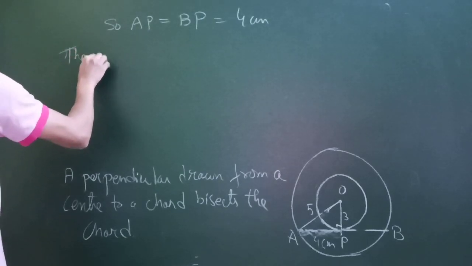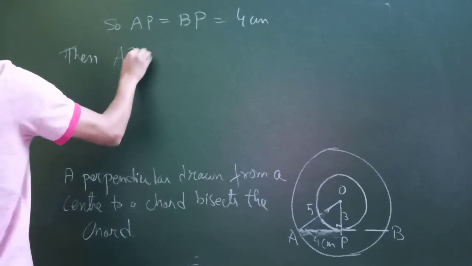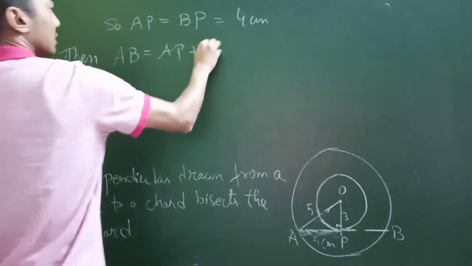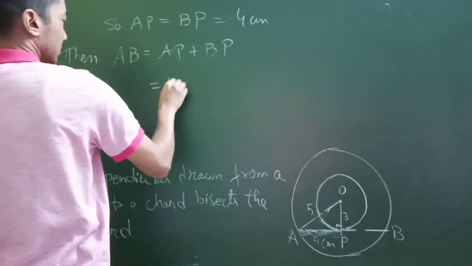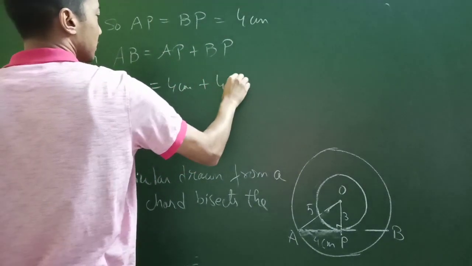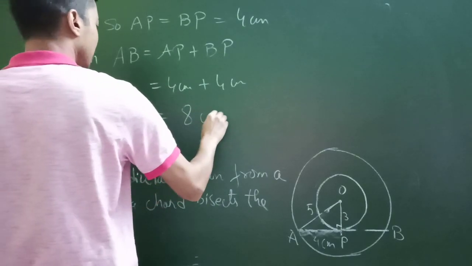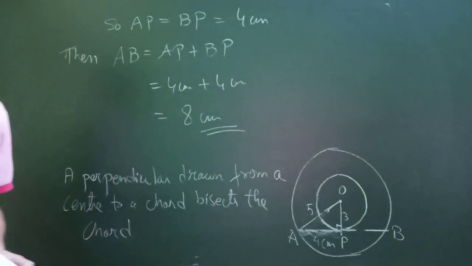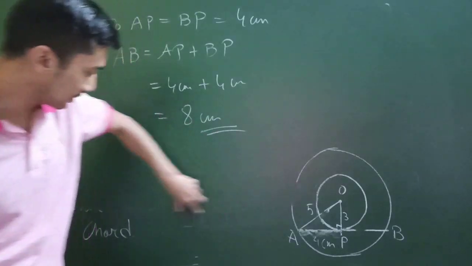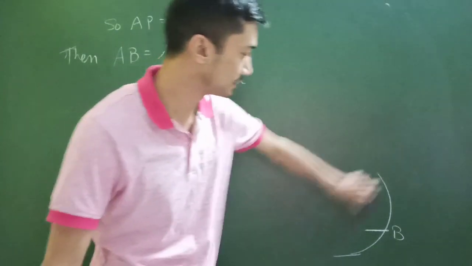Then what should happen? In that case, AB is going to be AP plus BP. So that's going to be 4 centimeter plus 4 centimeter. So that's going to be 8 centimeter. Got that? So that's going to be your solution. Okay? Alright. Let's move to the next question quickly.